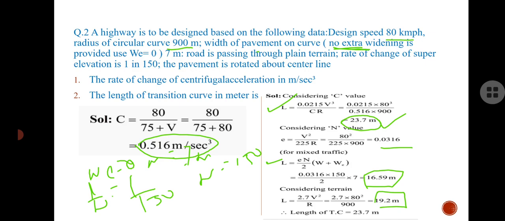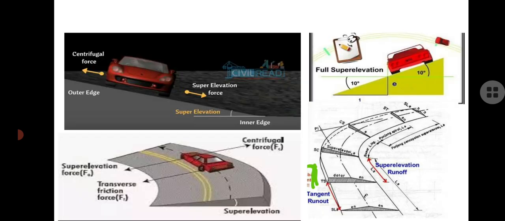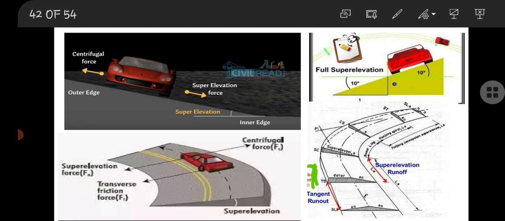Next, coming to super elevation, here are a few drawings about super elevation, how we are introducing super elevation, and what the formulas are. Super elevation, as already discussed, is the raising of the outer edge with respect to the inner edge. Here is the inner edge, here is the outer edge. Raising the outer edge with respect to the inner edge to counteract the centrifugal force and to balance the transverse friction is known as super elevation.